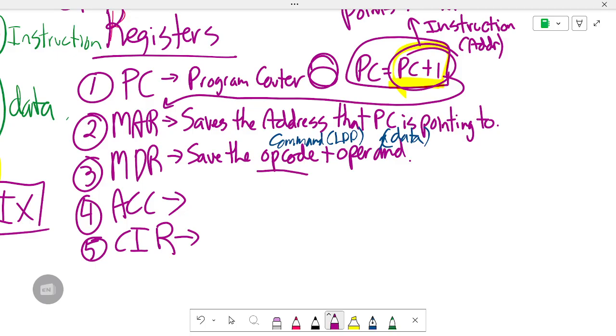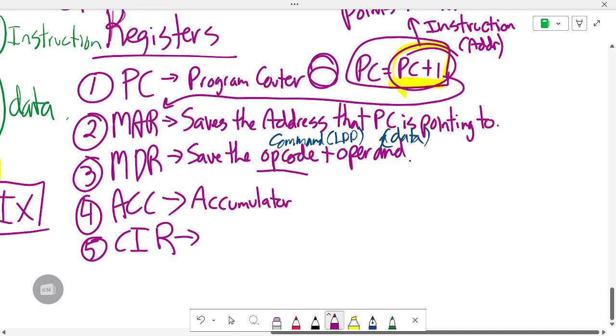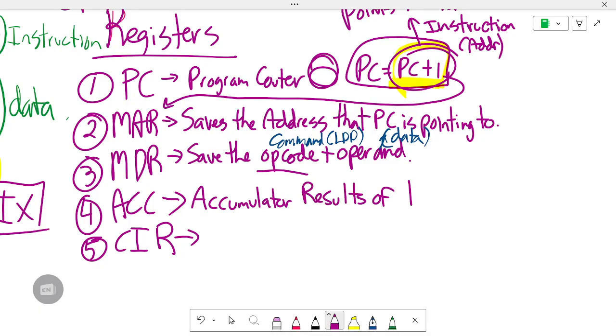Yeah. A calculator, when you press enter, does the calculation and puts the answer on your screen. The accumulator is just to show the results of the calculation. Okay? It's called the accumulator, and it holds the result of the instruction.